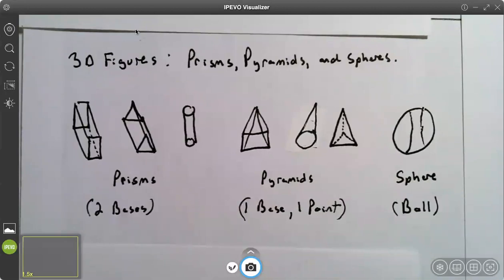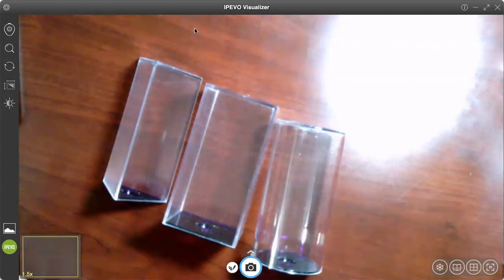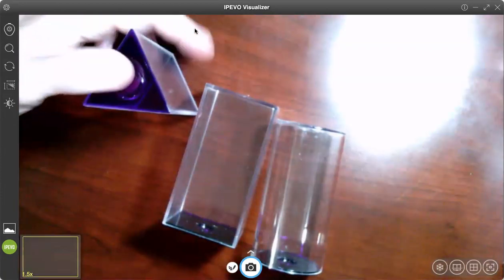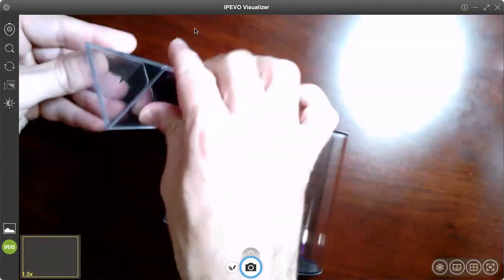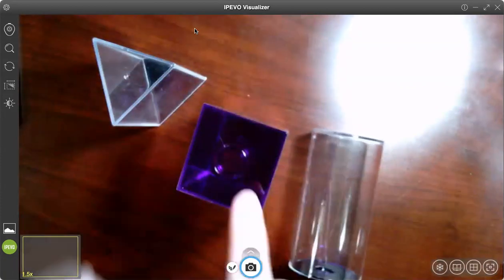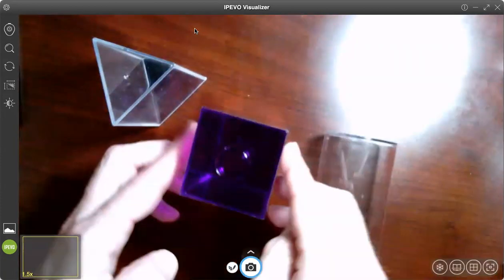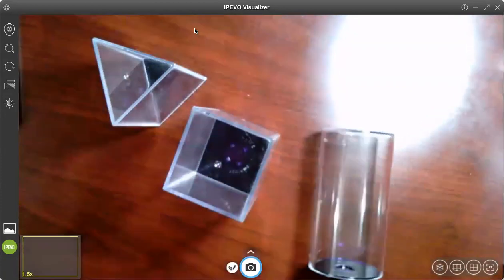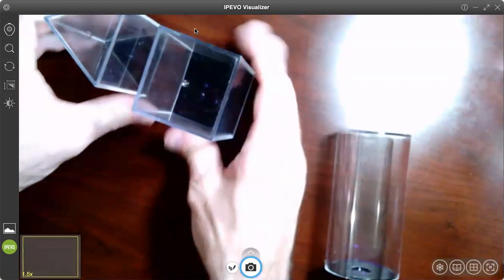So let's look at some three-dimensional figures. Here are some prisms. All of these have two bases. This first one is a triangular prism. It has a triangular base, and if you turn it over, it has a triangular top. This is a rectangular prism. You could call it a square prism because the base is actually a square, and the other side is a square. But a square is a type of rectangle, so that's a rectangular prism.